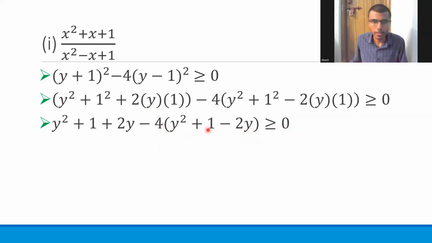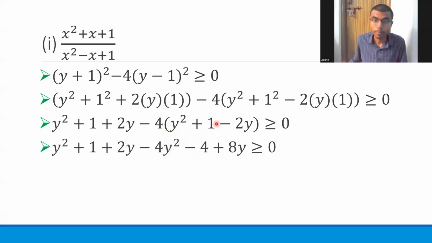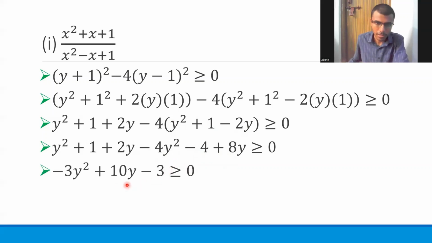Now multiply this minus 4 to these three terms. So you get minus 4y square minus 4 plus 8y. Minus into minus is plus. So next, y square minus 4y square is minus 3y square. 1 minus 4 is minus 3 for the constant. And then 2y plus 8y is 10y. So ultimately I have minus 3y square plus 10y minus 3 is greater than or equal to 0.